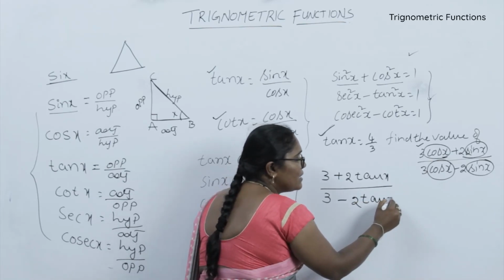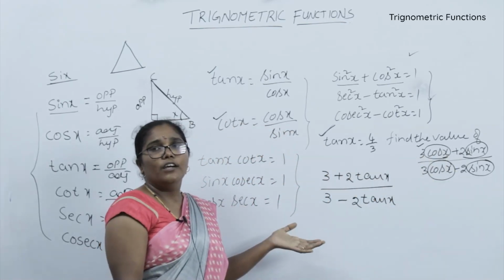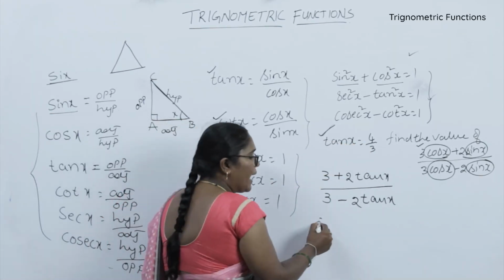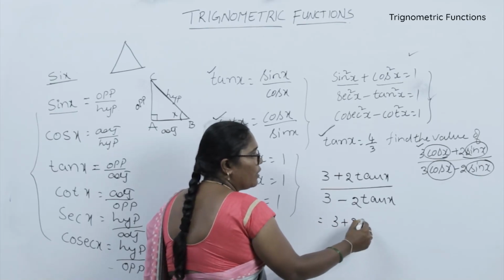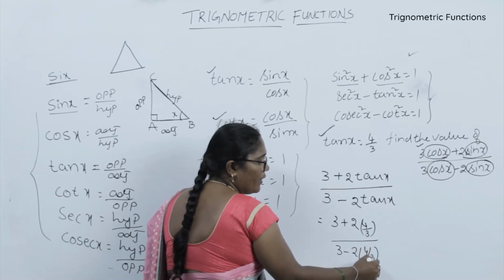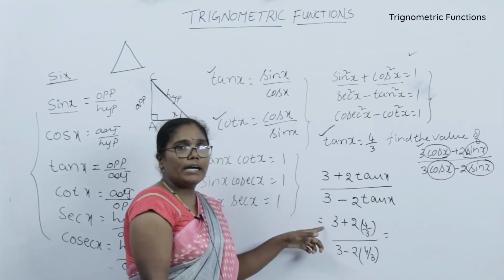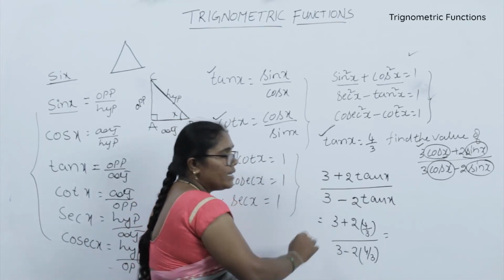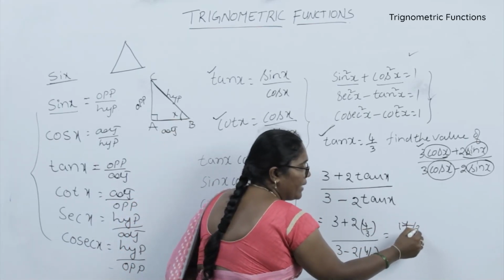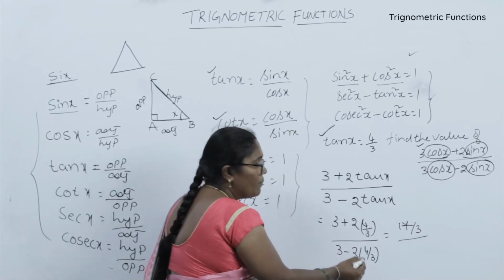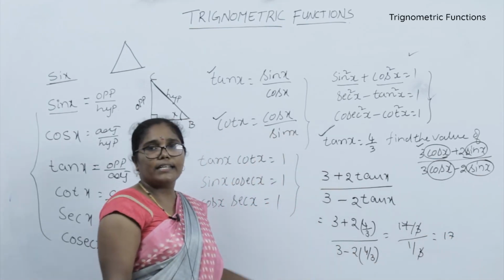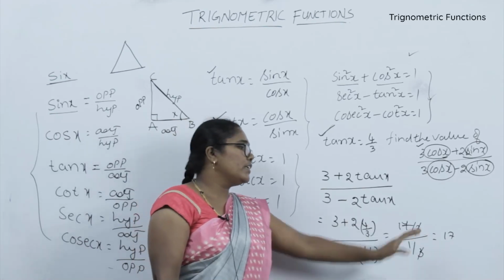So now sin and cos turn to tan. You know the value of tan x. What is the value of tan x? 4 by 3. Just substitute the value of tan. Then what will you get here? 3 plus 2 into 4 by 3, divided by 3 minus 2 into 4 by 3. For a quick glance, just take the LCM. LCM of this is 3. 3 threes are 9. 9 plus 8 is 17 by 3, whole divided by 3 threes are 9, 9 minus 8 is 1 by 3. So the 3s get cancelled. The answer is 17. So you will get some options A, B, C, D, then tick for 17.